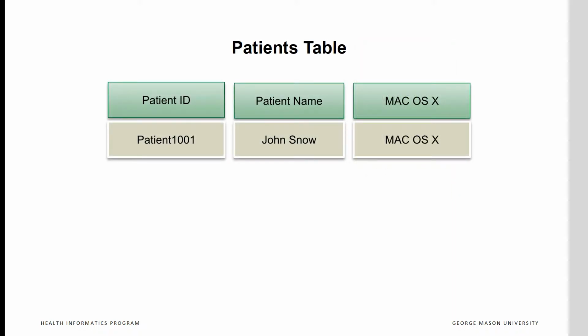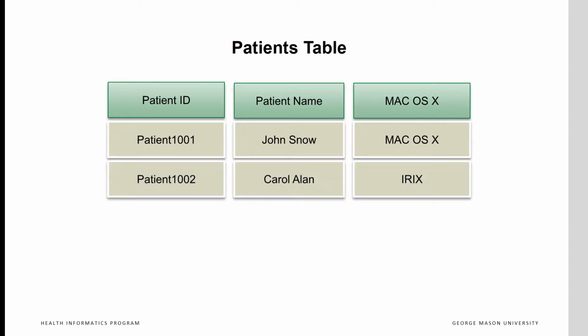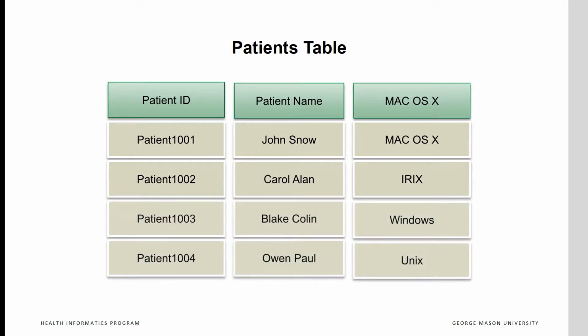If we look at the patient's table, we might have a table that looks something like this. There are three fields: patient ID, the patient name, and the operating system they are using. The first row of data shows patient 1001, who is John Snow and who uses Mac operating system. Patient 1002 is Carol Allen, who uses IRIX as an operating system. The table contains information on other patients. Here we are showing patients 1003 and 1004.